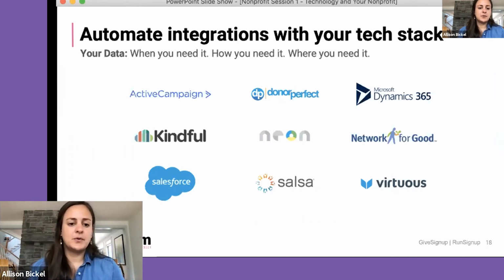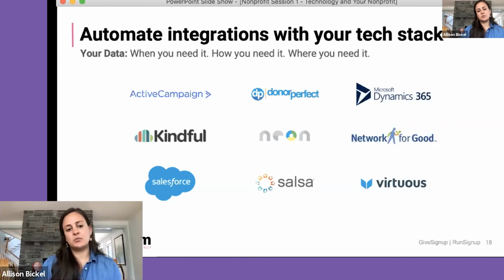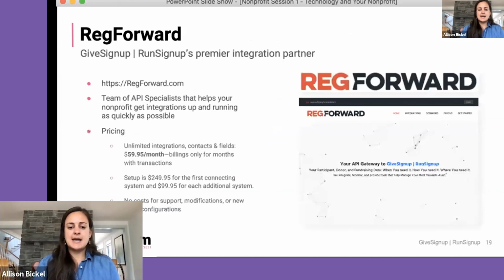So today, RegForward has built a number of different integrations with different tools that nonprofits are using to automate their data getting into whatever other platforms they're using. So this is just kind of a list of integrations that they've built so far. And if you're interested in learning more about how your nonprofit can leverage RegForward and have an automated integration built for your organization, you can visit their website. The link is up here, regforward.com.